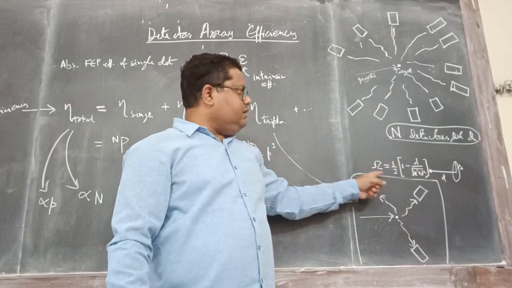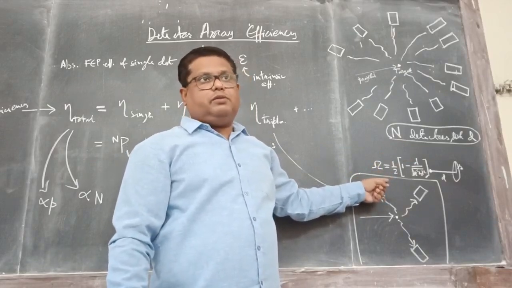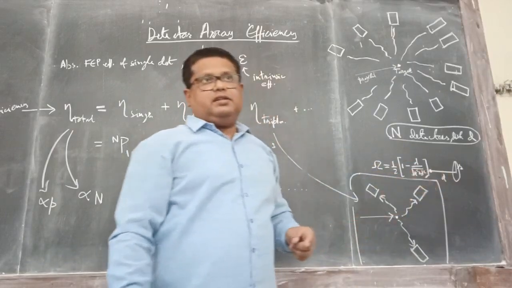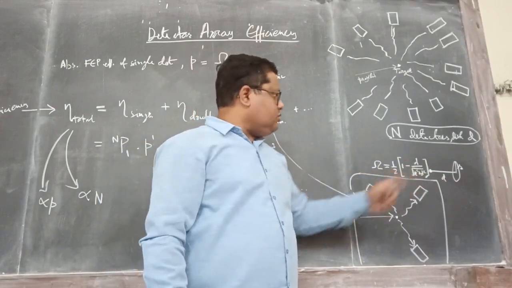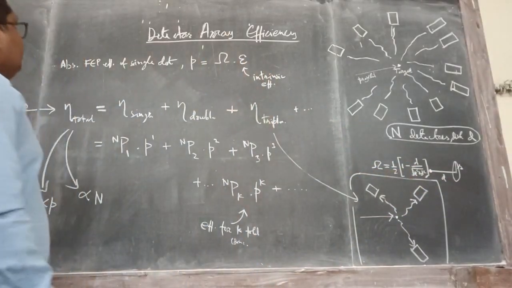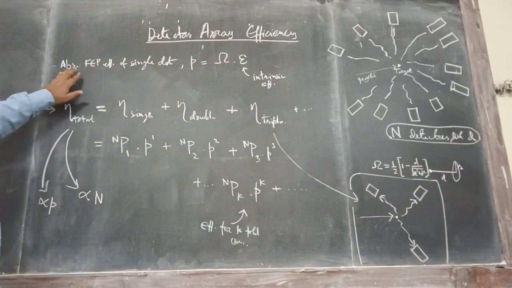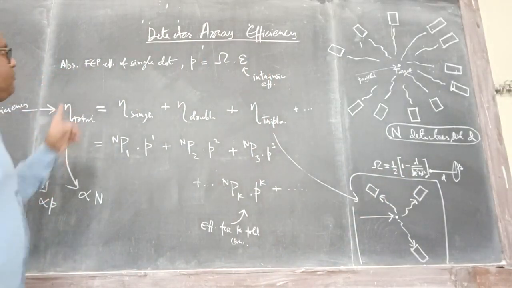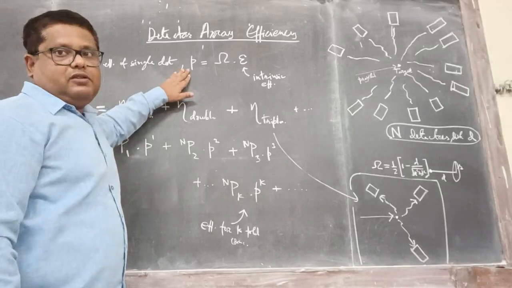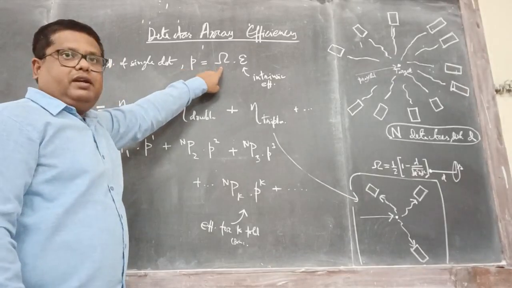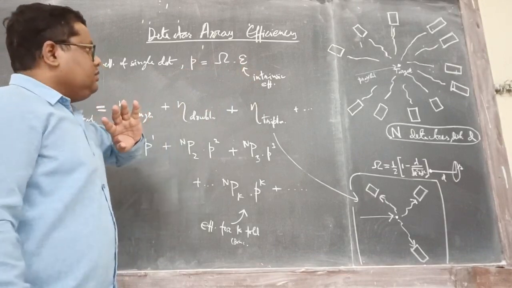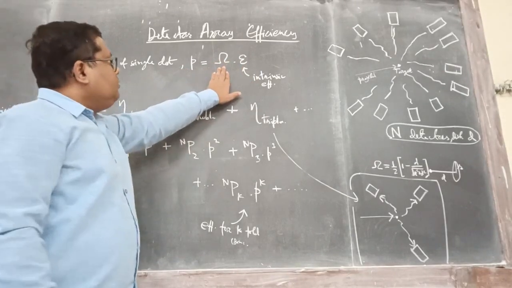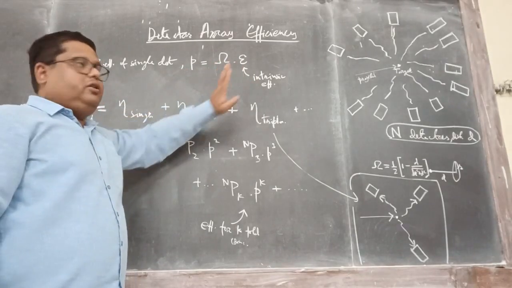What's the solid angle? Here I have shown, we have already discussed it. So, source to detector distance is d, detector radius is r, identical detectors. So, this is the solid angle. Good. Now, the absolute full energy efficiency of a single detector, let me denote it as P. This is equal to the solid angle multiplied by the intrinsic efficiency. Okay, so omega into epsilon.